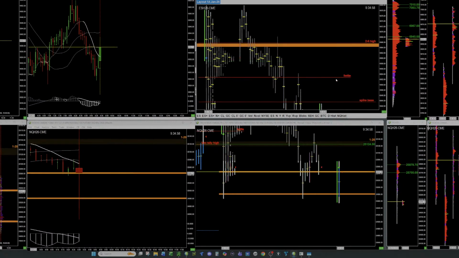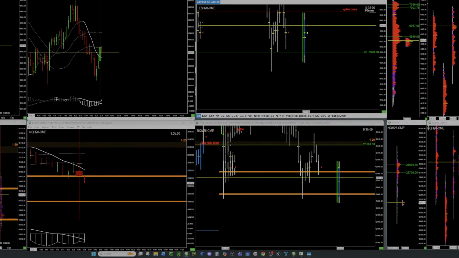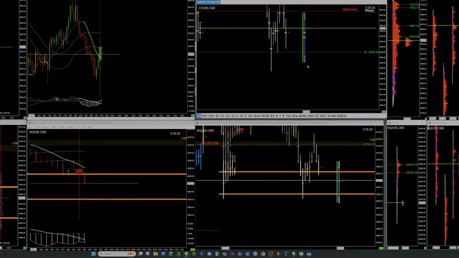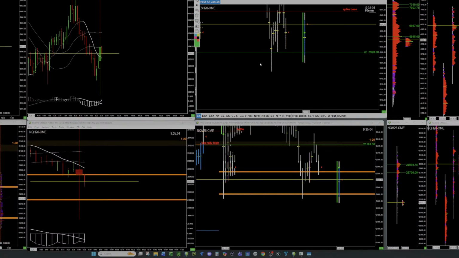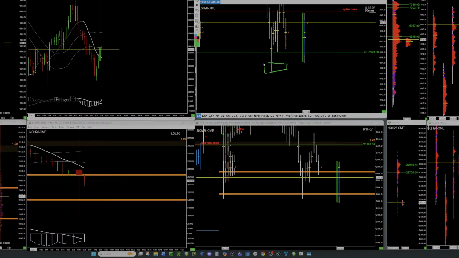This movement here that happened at the opening was really fast to the downside. But they couldn't take the overnight yet.